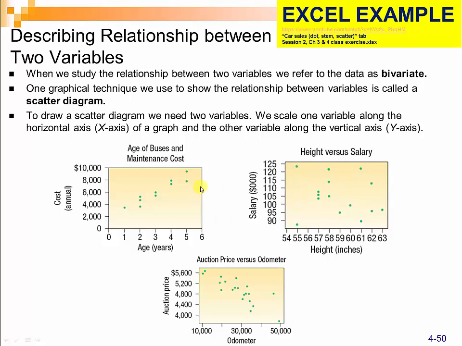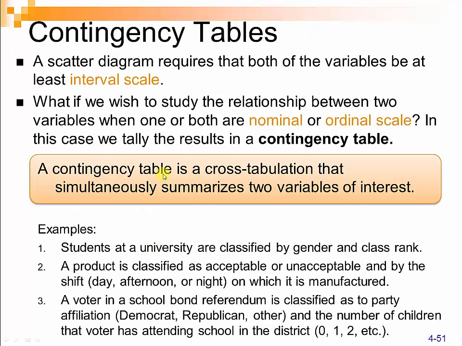In order for us to do a scatter plot, we need to have interval or ratio level data. It has to be at least interval level data. What happens if we don't have that? Well, we can turn to a contingency table, and a contingency table is a cross tabulation that simultaneously summarizes two variables of interest. We've seen cross tabs when we've done our pivot table examples, and it's just a way of categorizing our data in order to look at it and identify different characteristics from the data.